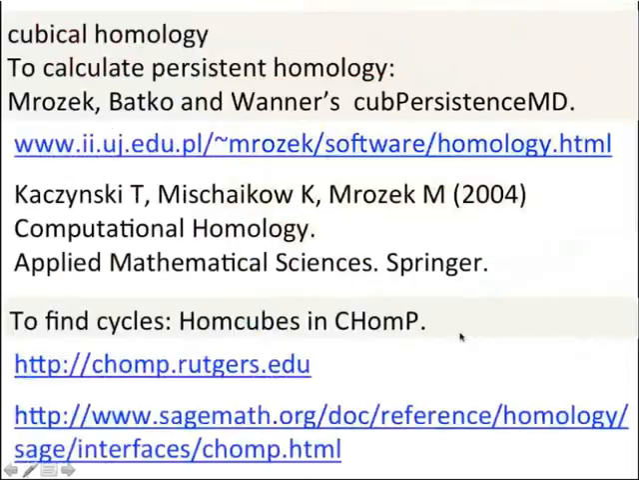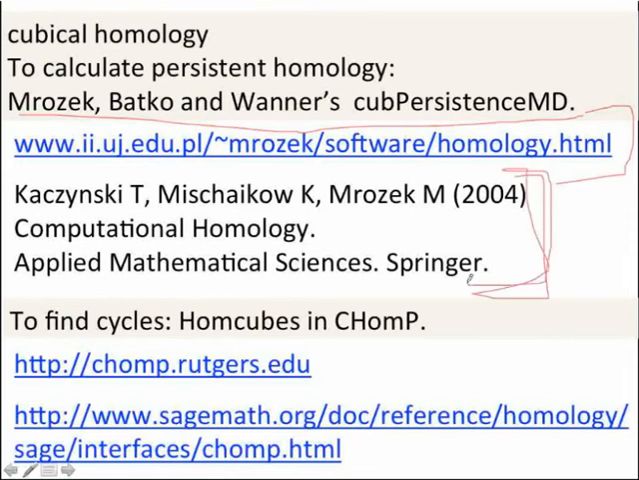To calculate persistent homology, they used this software here, which is available on Kaczynski's website. There is an entire book, a very big book on computational homology, I forget the number of pages, 500, 700 pages. And they stick basically to the cubical because it is computationally very efficient, especially in terms of saving on memory.